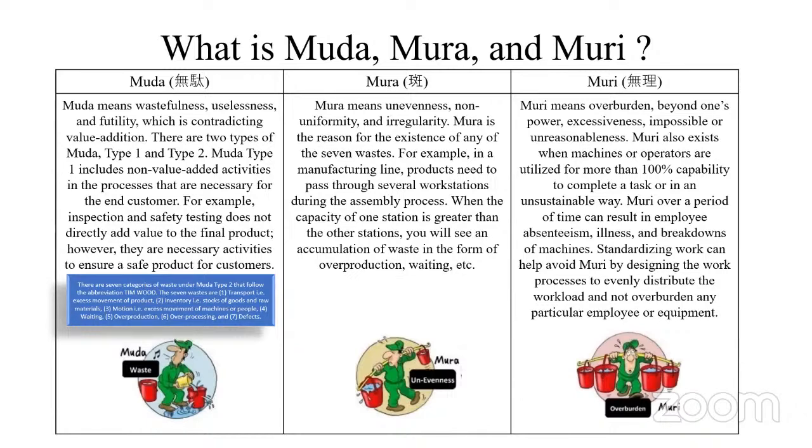Muri. Muri means overburden, beyond one's power, excessiveness, impossible, or unreasonableness. Muri also exists when machines or operators are utilized for more than 100% capability to complete a task or in an unstable way. Muri over a period of time can result in employee absenteeism, illness, breakdown of machines. Standardizing work can help avoid Muri by designing the work process to evenly distribute the workload and not to overburden any particular employee or equipment.